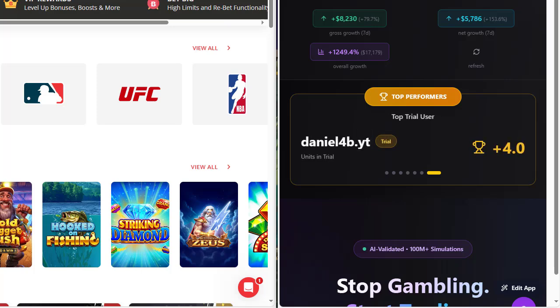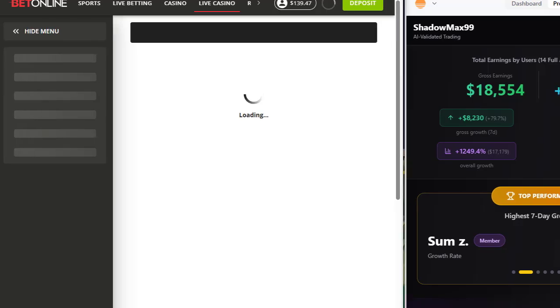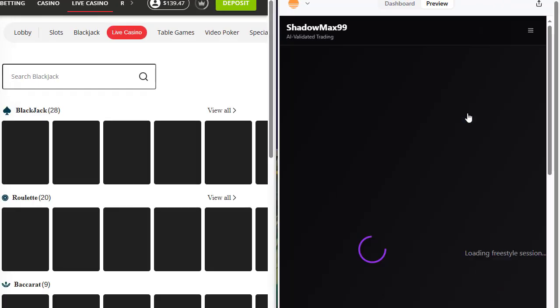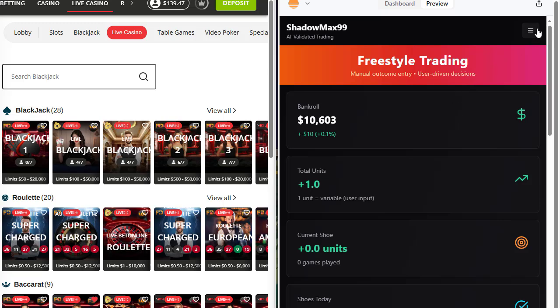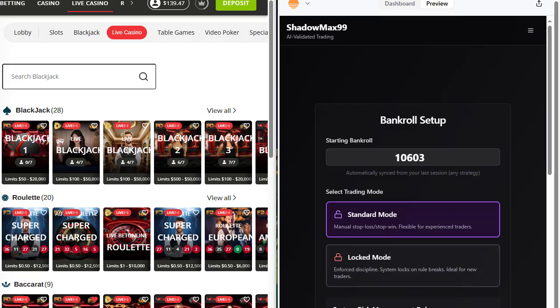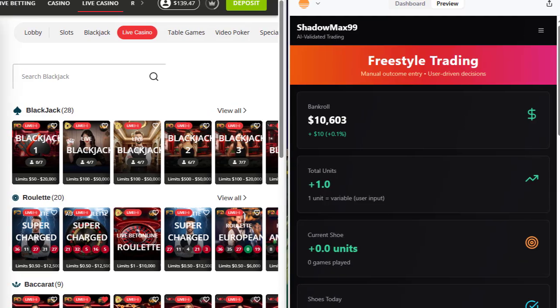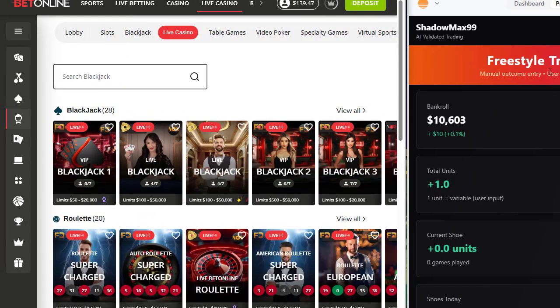So listen, guys, I'm going to show you all how to short it. Now, we're going to use the freestyle version. And by the way, the live trading version and the ground up version do work, but there are occasional bugs. If you want to be bug free, you would likely want to do the freestyle version, which is pretty much the same thing, except it's a little bit more in your control. And you'll see what I mean by that.